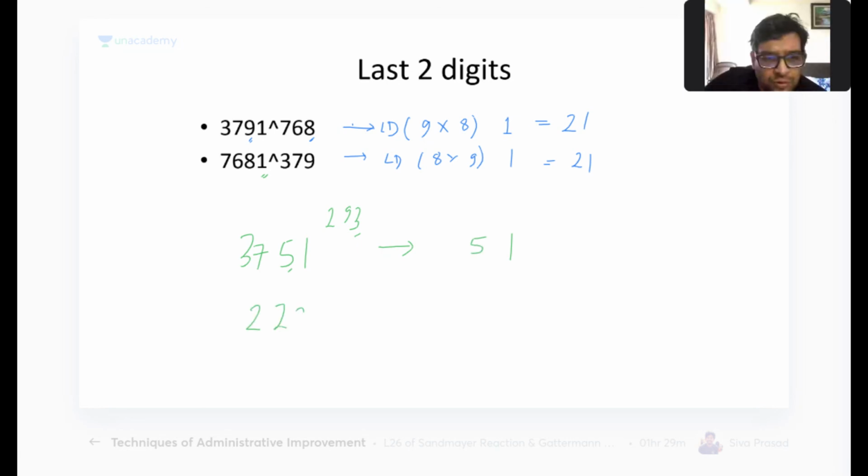How about 2221 to the power of 333? Last two digits, this will be 1. 2 into 3 will give me 6. So the last two digits will be 61. And that's fundamentally the concept for finding out the last two digits when it is ending in 1.